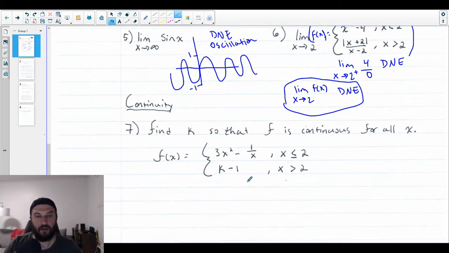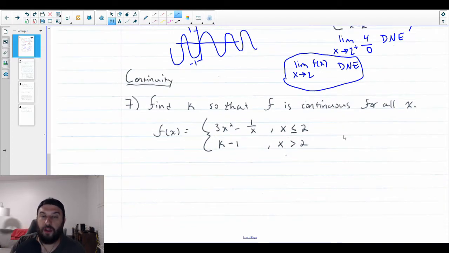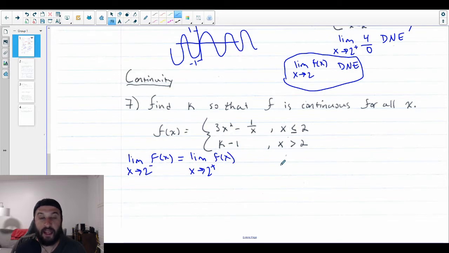Number 7, some continuity. Okay, so here we need to find k so that f is continuous for all x. So in other words, continuity, remember we want the limit as x approaches 2 from the right to be equal to the limit as x approaches 2 from the left. Okay, if that's the case, that means that the limit exists, right? We need the limit as x approaches 2 to exist, and we need that all to be equal to the function value at 2. So let's find f of 2 first.